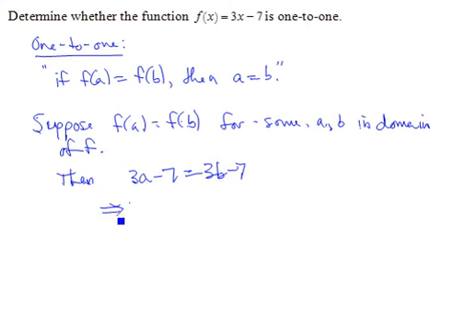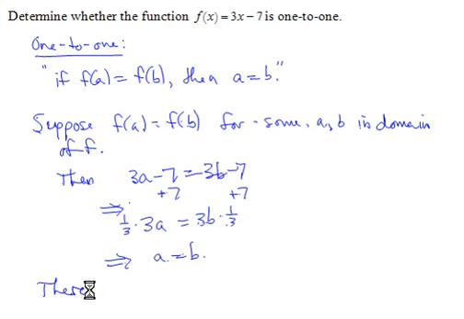And simplifying both sides, and keeping in mind that our goal is to show that a equals b, we can add 7 to both sides, and that gives us 3a equals 3b. And multiplying both sides by 1/3 gives us a equals b. Now, the assumption that f of a equaled f of b led us to the conclusion that a was equal to b itself. Therefore, f is 1 to 1.